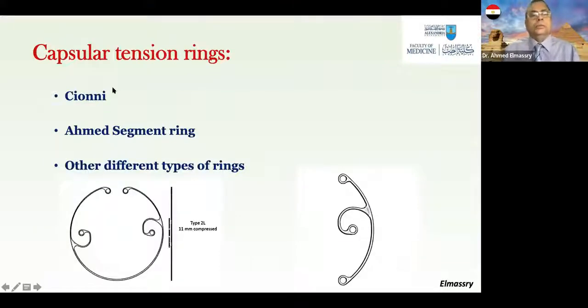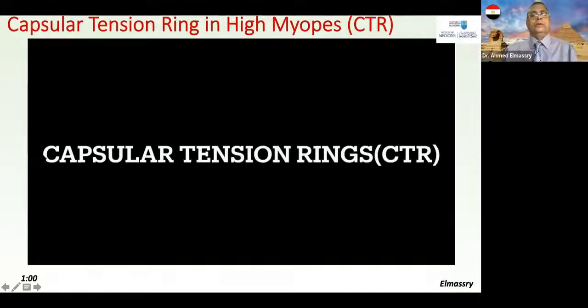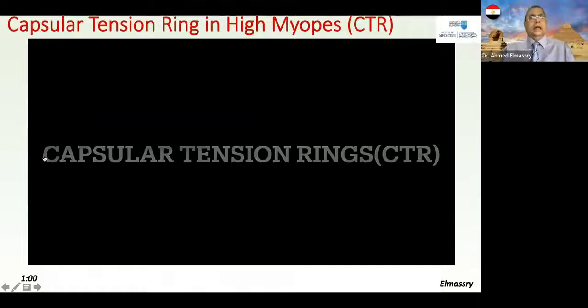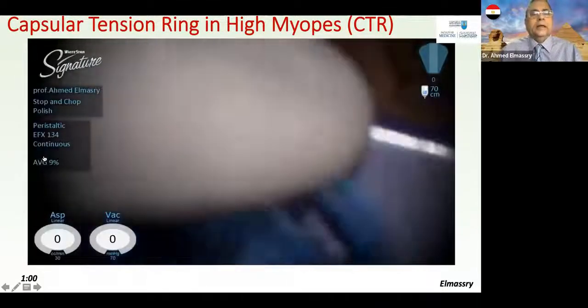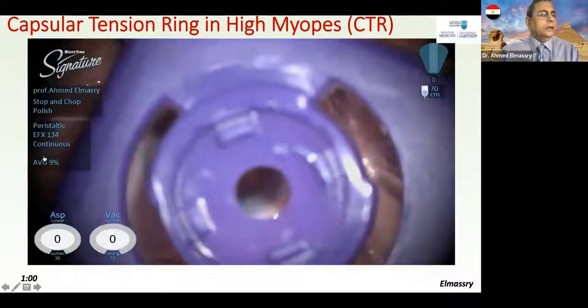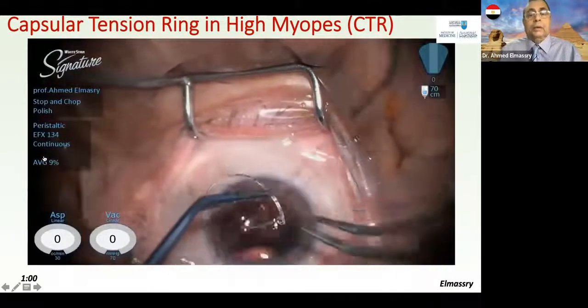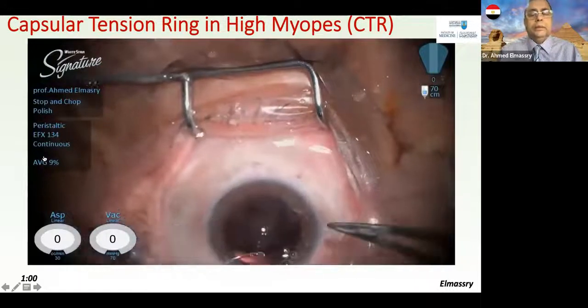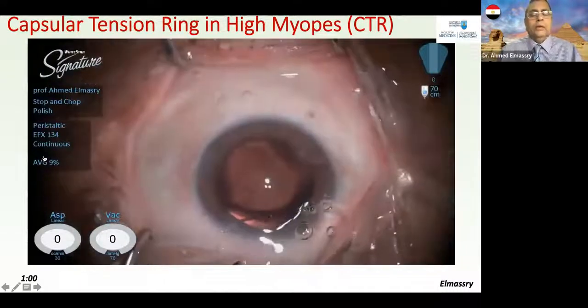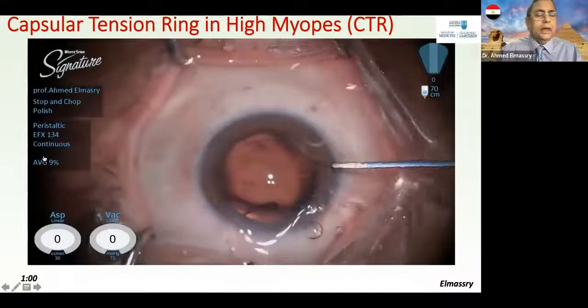Capsular tension rings should be available, whether a regular ring, the Ahmed segment, or other different types of rings. The use of the capsular tension ring is now getting higher and higher in many patients, especially cases like high myopia, when we put premium IOLs for them.